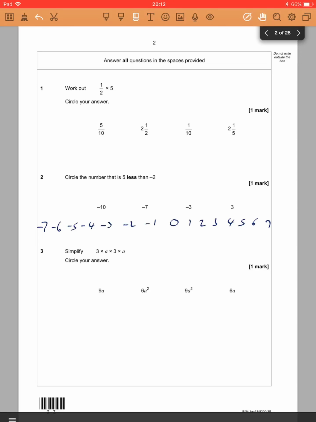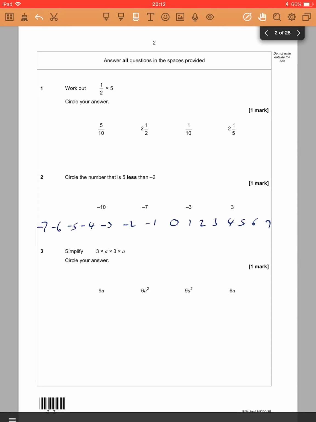So here we are with the June 2018 paper. It's foundation paper 1, so it's non-calculator. I'm going to give you some hint videos so you can look at the questions that you've got wrong and try to improve your answers for those questions. It's for you to see with a little bit of extra revision, could you get the next grade up? Could you get another 2 grades? Help you build some confidence and see where you went wrong.